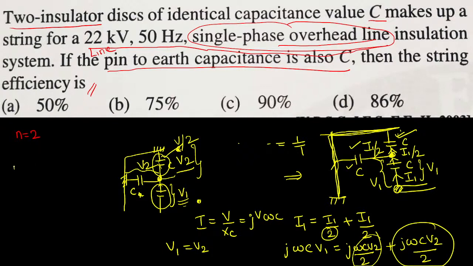Carefully அதை observe பண்ணுங்க. நமக்கு derivation என்ன வந்திருக்கு பாருங்க. J omega C into V1 equal to J omega C into, shall I write like this? V2 by 2 plus J omega C into V2 by 2. I am writing like this. Is there any mistake in my conclusion?